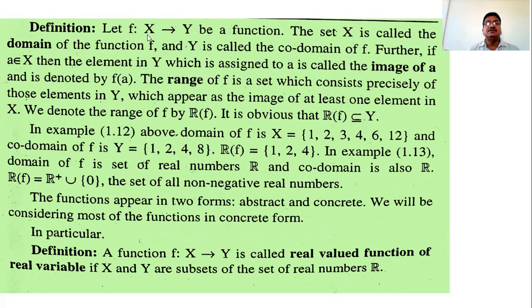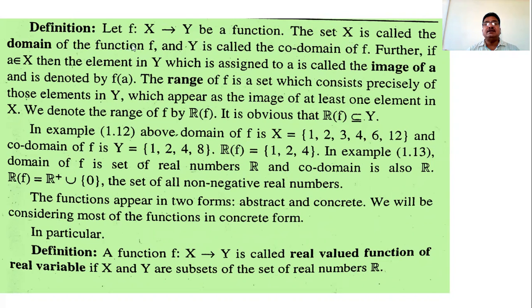That is, a function is a relation satisfying the property that for each element in X there exists a unique element in Y such that X is related to Y. So what is the notation for the function? f, colon, capital X, arrow, capital Y. This is the notation for a function from X to Y.